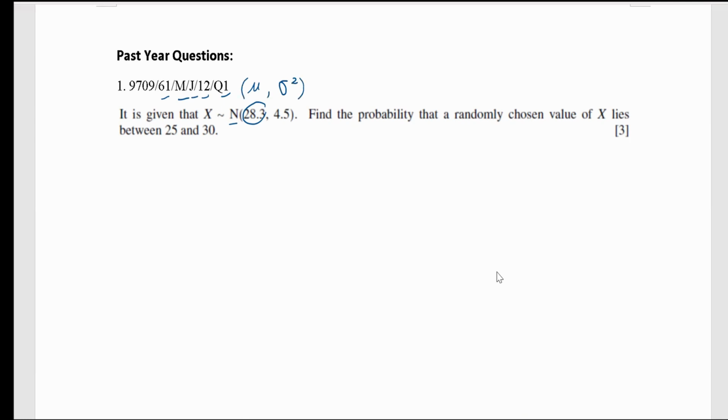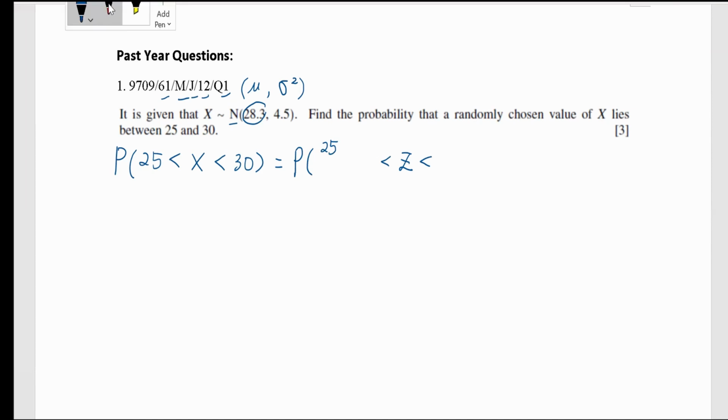All right, to find the probability that a randomly chosen value of X lies between 25 and 30. So we're trying to find out the probability that the value of X lies in between 25 and 30. So the first step, we will always have to carry out standardization, which means we are taking the value of X.